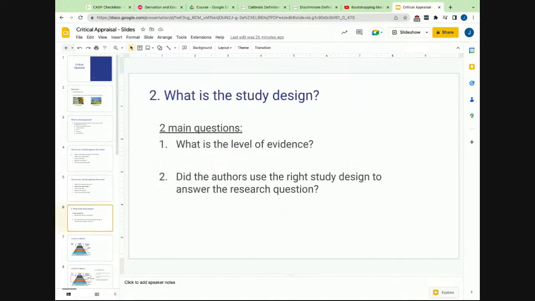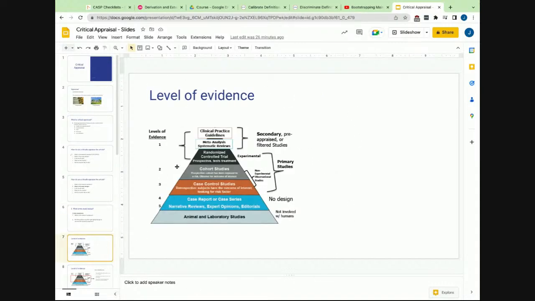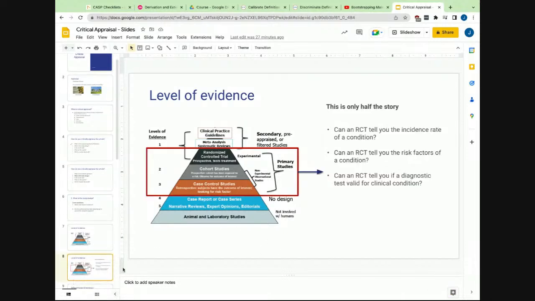So what is the study design? Usually, there are 2 main questions. What is the level of evidence? And the second question is, did the authors use the right study design to answer the question? I want to bring up this key point because when we think about level of evidence, we see this triangle, right? All the different levels, and people will say randomized control trial is the best, right? Case report and case series are at the bottom of the pyramid. I want to push this concept a little bit more: a randomized controlled trial or meta-analysis is not the best type of study, because it's only half the story.